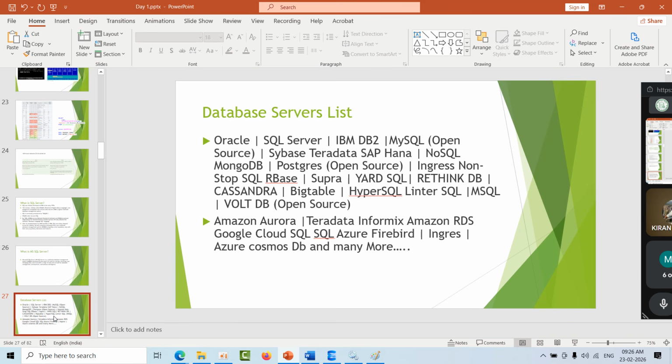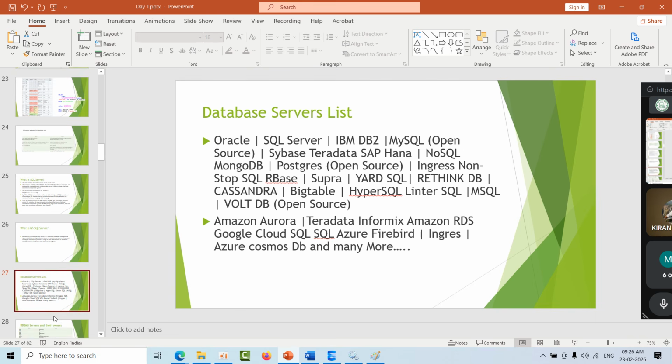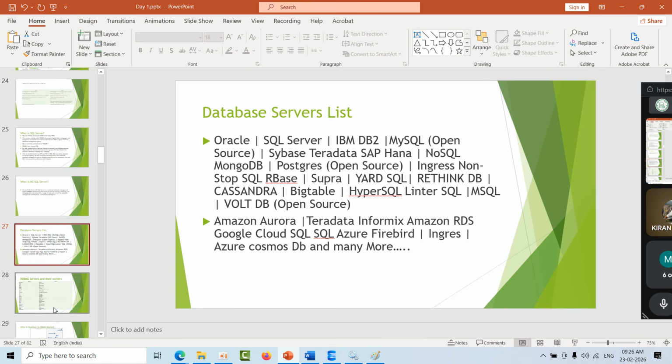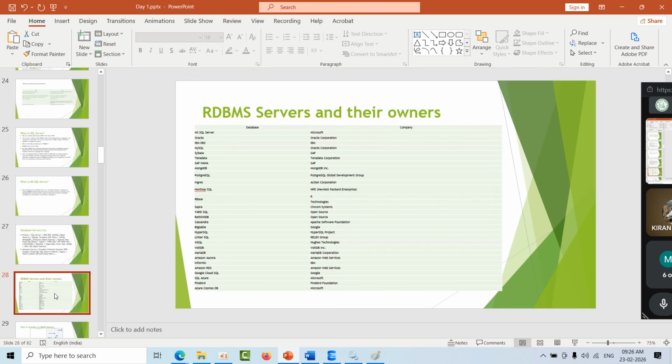How? Because there is one company called Gartner, which publishes reports. That company analyzes and lets you know. Now if you see sample reports of some RDBMS servers and their owners: MS SQL Server belongs to Microsoft. Oracle belongs to Oracle Corporation. IBM belongs to IBM. MySQL is open source but was later acquired by Oracle. Sybase database was acquired by SAP. Nobody will ask you who owns the companies.